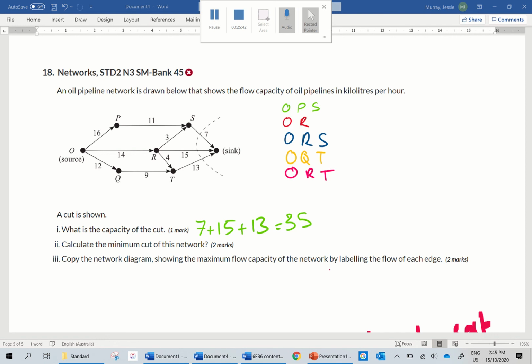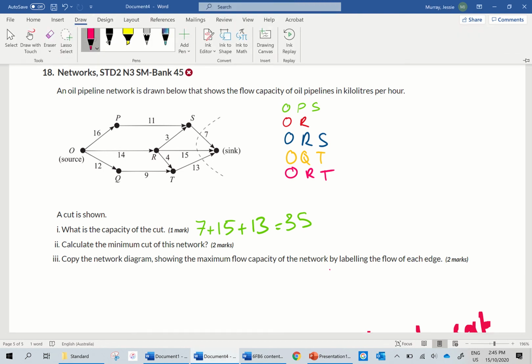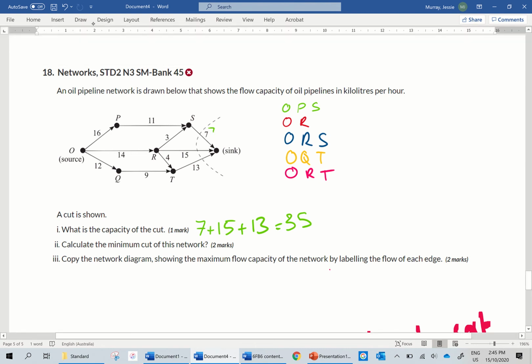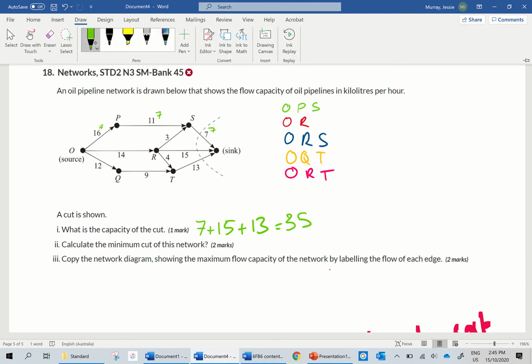Okay, so they're the 5 different routes. So I've just gone along with my eyes and looked at the different ways you can get from the source to the sink. Now I'll do the first one with you again just to get you started. Let's look at OPS. Going along OPS, if the water's going along here, the smallest flow, the maximum flow along there would be 7. Okay, so label the 7s all over it.